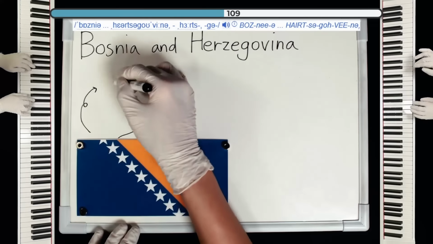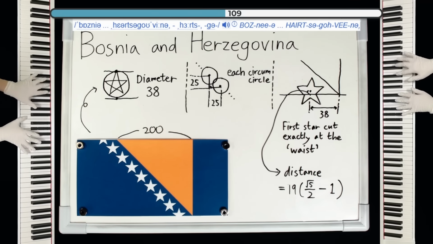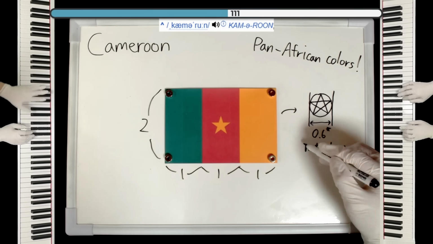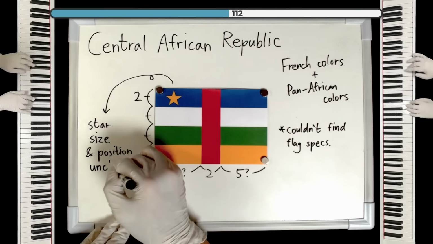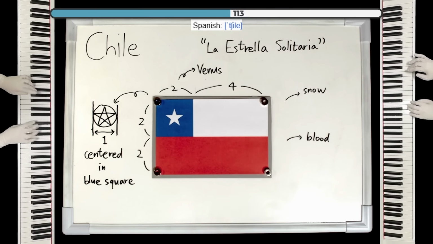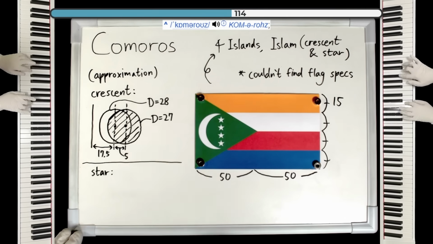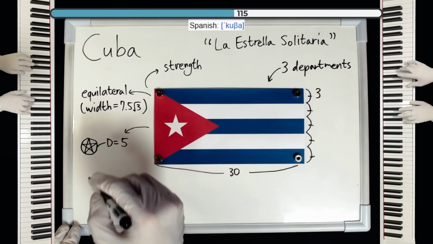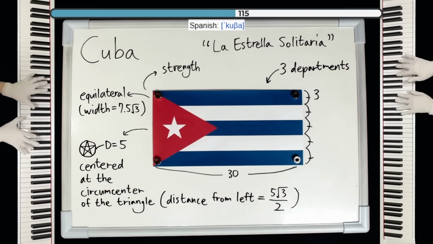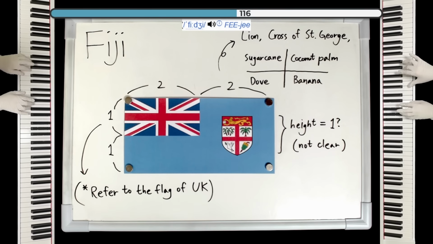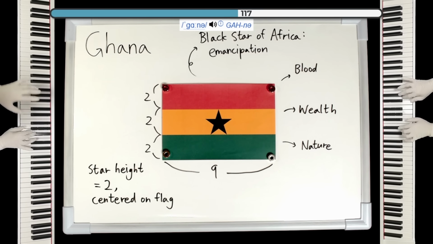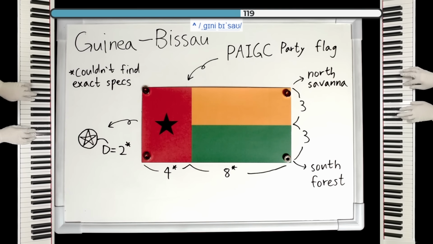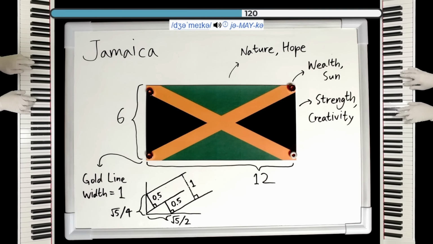Bosnia and Herzegovina, Burkina Faso, Cameroon, Central African Republic, Chile, Comoros. We are using twice as much time for these harder flags. Cuba, Fiji, Ghana, Grenada, Guinea-Bissau, Jamaica. Time to get funkier.